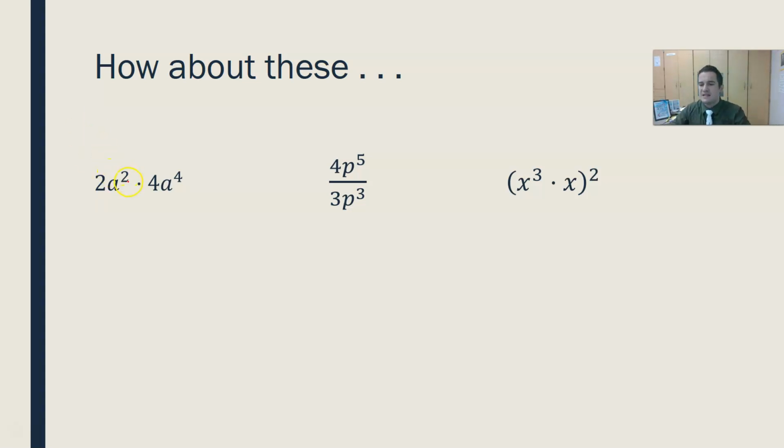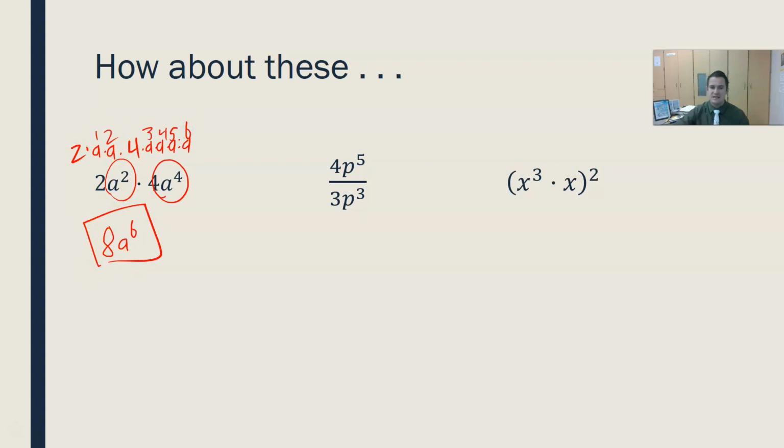So like 2a to the second times 4a to the fourth. When I've done in the past, I've kind of accordioned this out, right? 2 times a times 4 times a times a times a times a. I don't need to do that. I can recognize that 2 times 4 is 8. I multiply my plain Jane numbers. And then a squared times a to the fourth is a to the sixth. I count up all of those, I add them together. So this would be 8a to the sixth. 1, 2, 3, 4, 5, 6. 8a to the sixth.